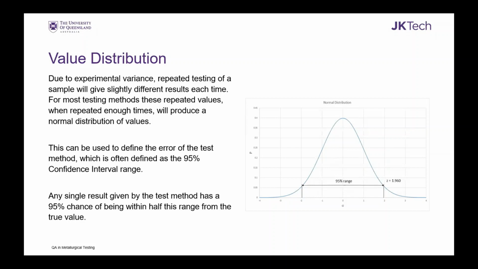That's the range that covers 95% of the population. So if you get a value back from a test method and you know that 95% range, then you can be 95% sure that the value you got is within half that confidence interval from the true value. So what that does is it lets you know how far you are away from the true value from your test method.